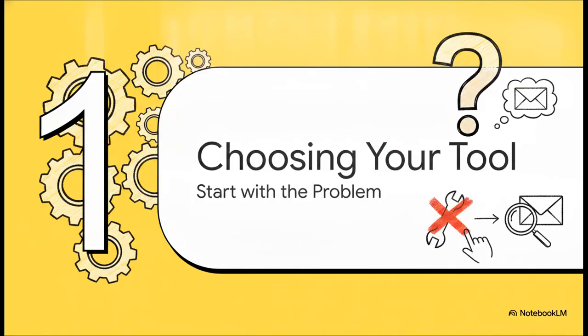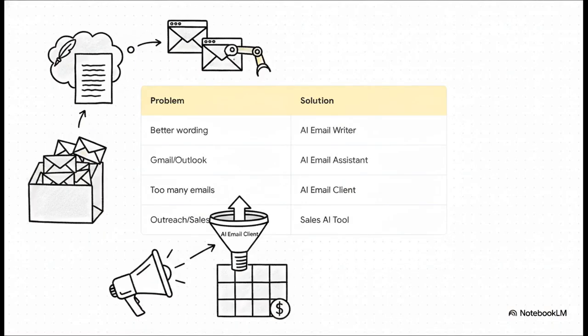Section 1. Choosing your AI tool. Okay, let's dive into this. The absolute biggest mistake beginners make is choosing the software before they actually understand the task. You should never choose the tool first. You've got to choose your specific email problem first. Think of it like this.